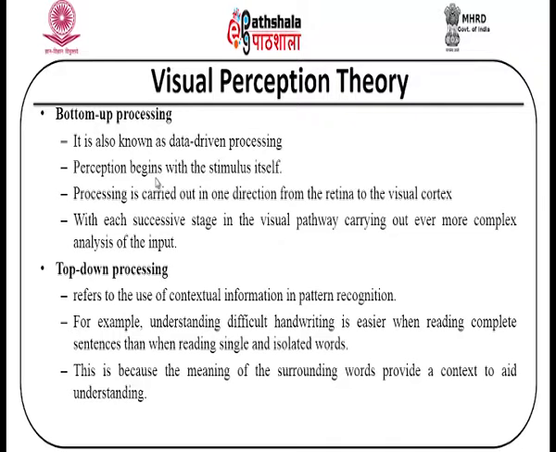The next one is the top-down processing approach, which refers to the use of contextual information in pattern recognition. For example, understanding difficult handwriting is easier when reading complete sentences rather than reading single and isolated words. This is because the meaning of the surrounding words provides a context to aid the understanding.